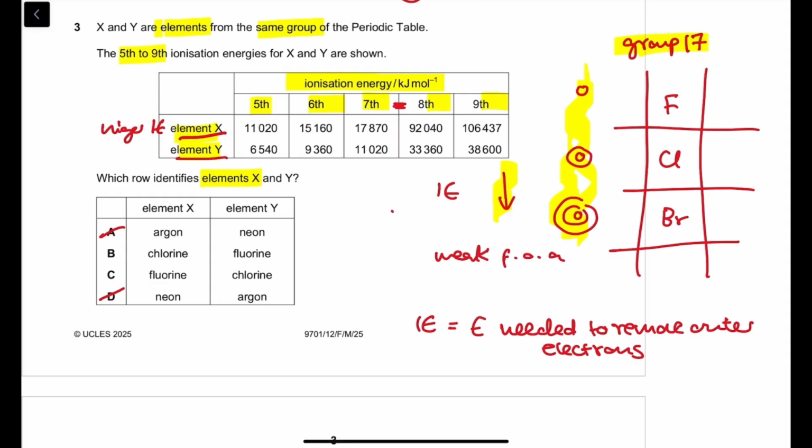So that means the ionization energy decreases, because remember the ionization energy is the energy needed to remove outer electrons. And if the electrons are weakly attracted to the nucleus, it's going to require less energy to remove them. So what this means is fluorine here is going to have a higher ionization energy than chlorine. Therefore, our answer must be C because element X is the one with the higher ionization energy.